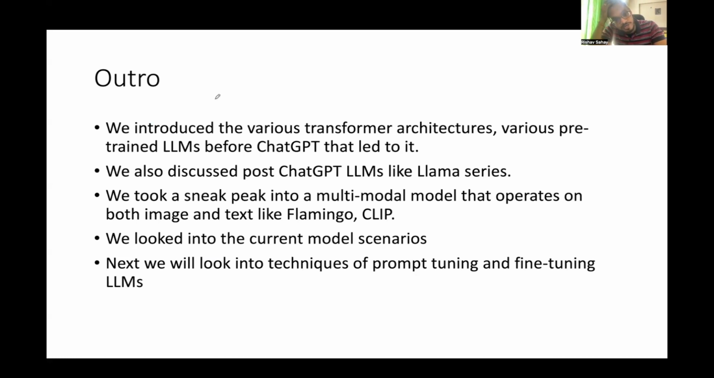So that's what we looked at. Next, we'll look into techniques of prompt tuning and fine tuning LLMs.